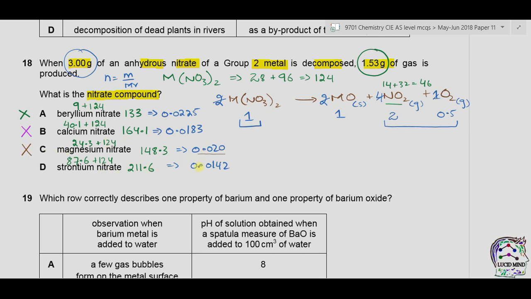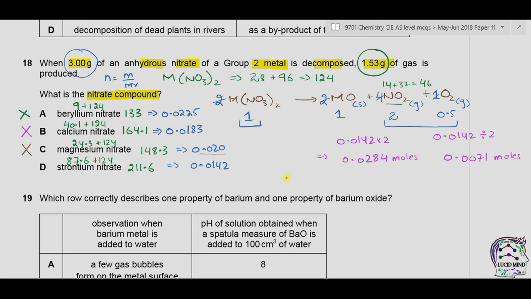Now doing the same for D, as we have 0.0142 moles, so the number of moles of NO2 will be doubled, 0.0142 into 2, which equals 0.0284 moles of NO2. And for oxygen the number of moles will be half, as it is 1:0.5, so 0.0142 divided by 2, it comes equal to 0.0071 moles.